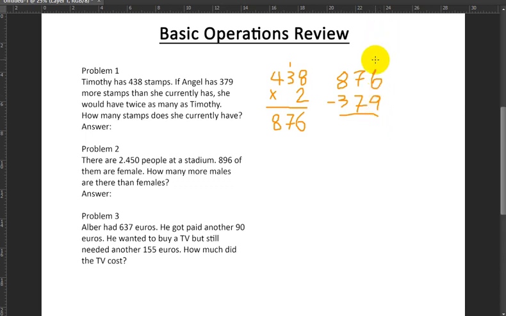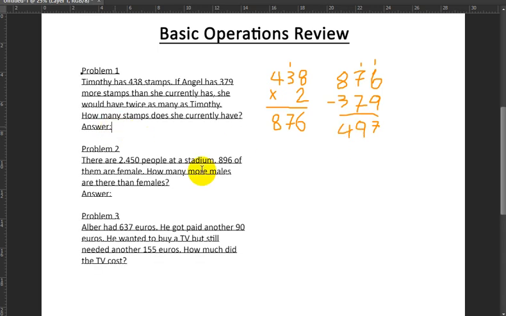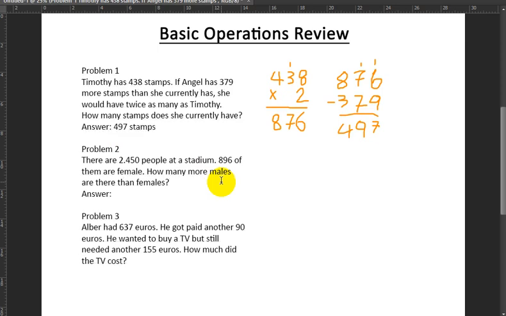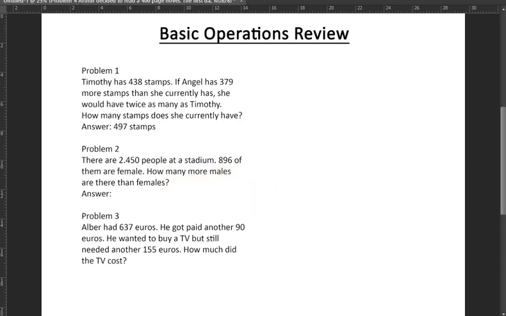6 take away 9 I can't do, so I do 16 take away 9, which makes 7. And then 7 take away 8 can't happen, so 17 take away 8 makes 9. And 8 take away 4 makes 4. So she currently has 497 stamps. Okay, that's the first one. Let's move on to the next one.